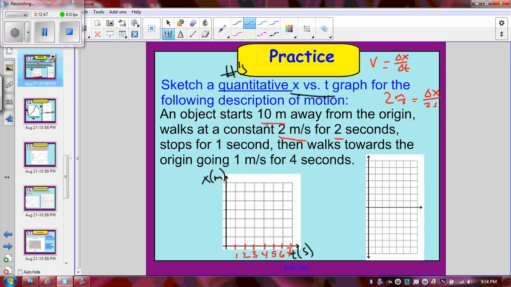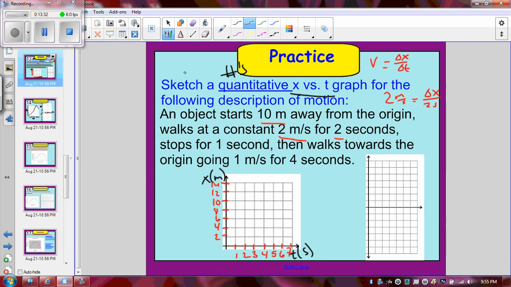So if I started 10 meters away and I walk an additional 4 meters, that means I'm now up to 14 meters. I stop for 1 second, so I don't move any position there, and then I walk back towards the origin. So it looks like my maximum position, or my greatest distance away from the origin, is going to be 14 meters. So maybe I'll make my interval on my y-axis go up by 2 meters for every notch. So 2, 4, 6, 8, 10, 12, and finally 14 here. And it's always a good idea to get in the habit of labeling your axes so you don't get confused.